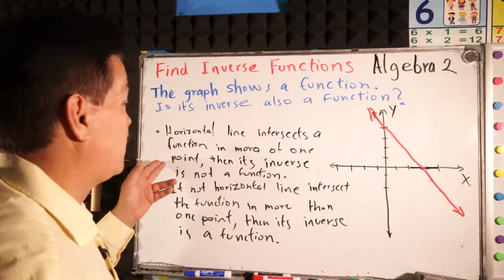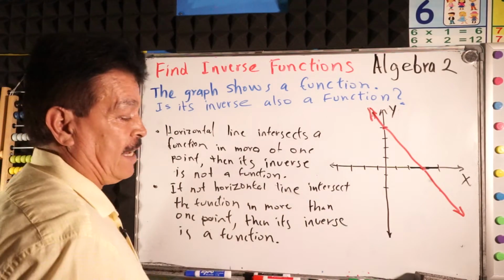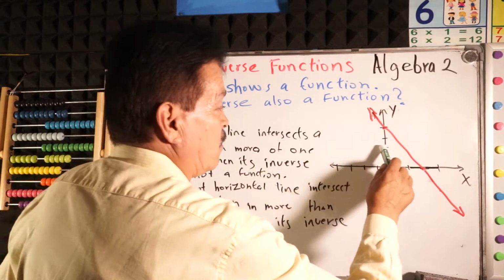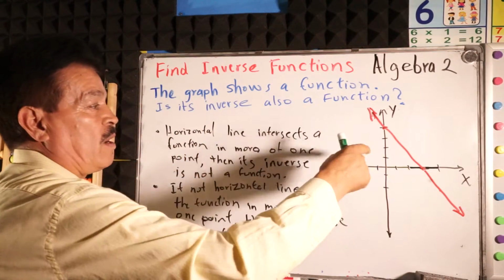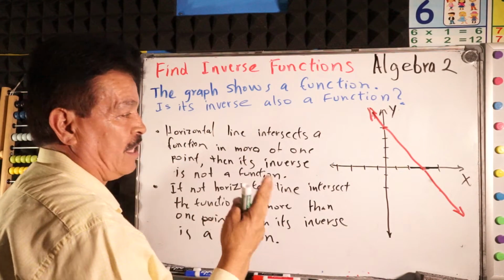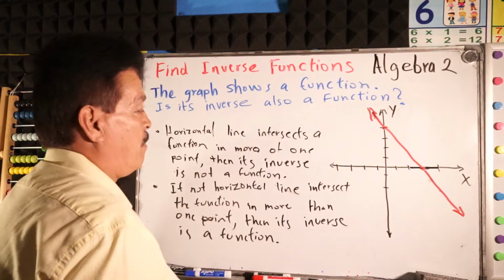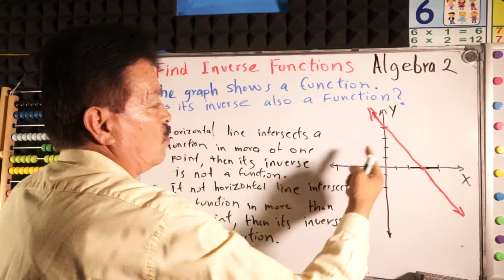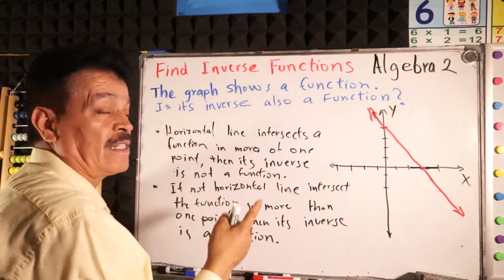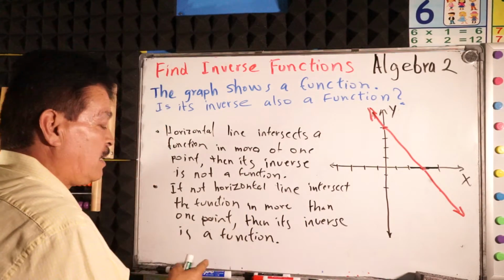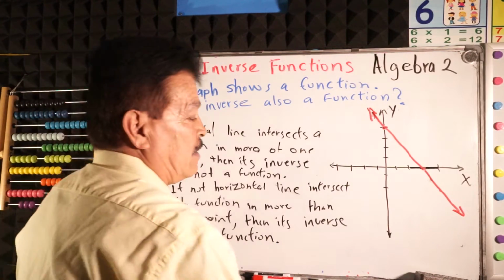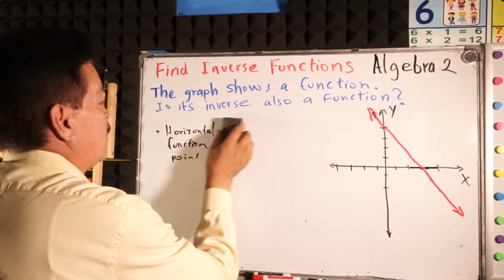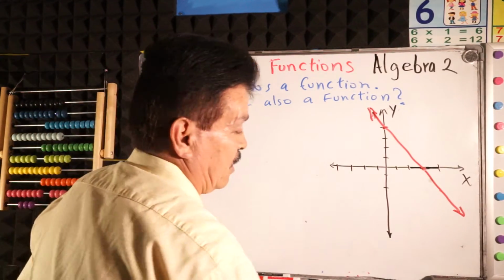Remember when I teach this class, you drop the horizontal line. If it touches one or more points in the line, then it's not a function. But if the horizontal line only touches 1 point, then the inverse is a function. All right, so let's see what happened in our first graph.